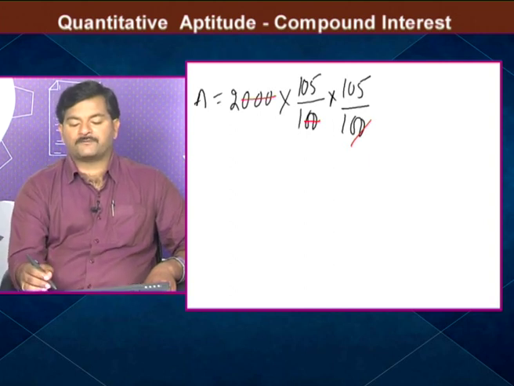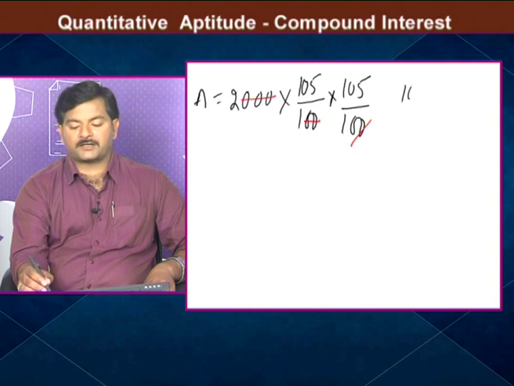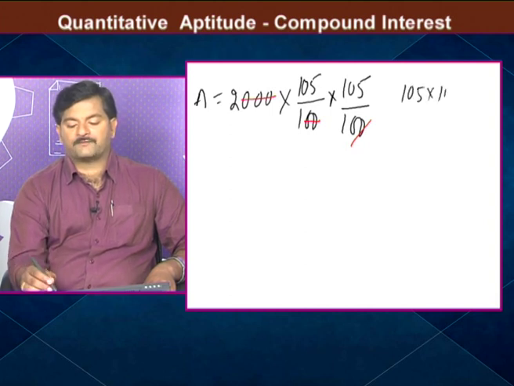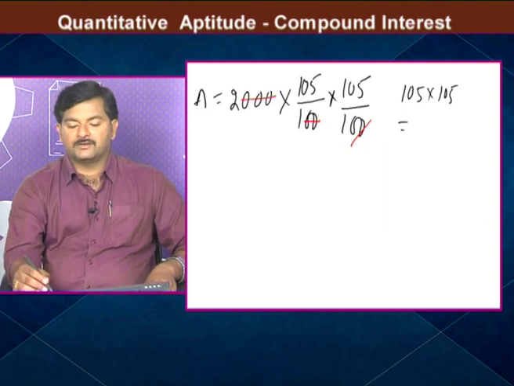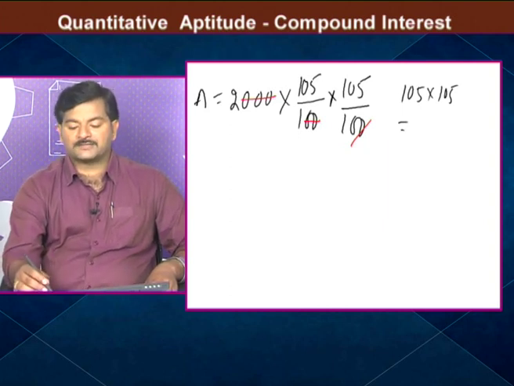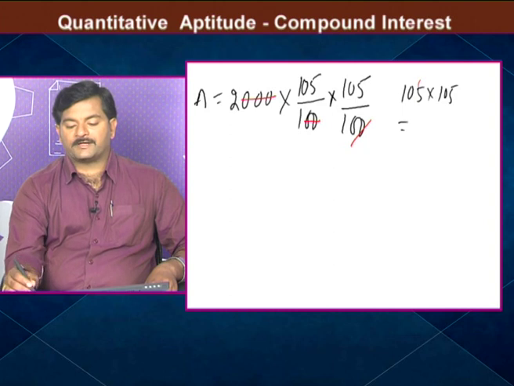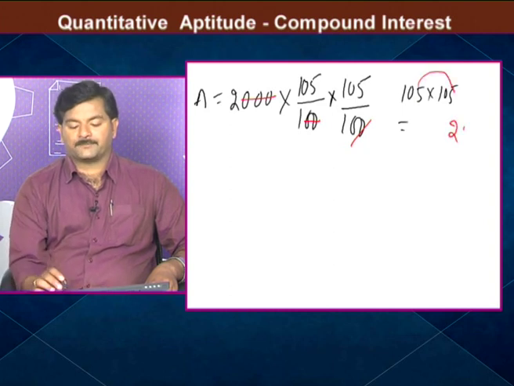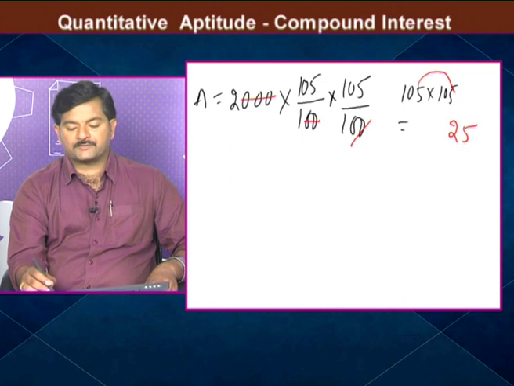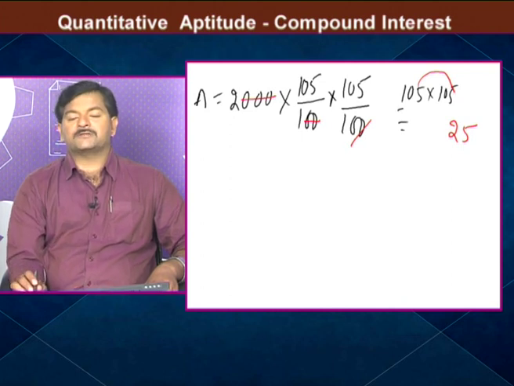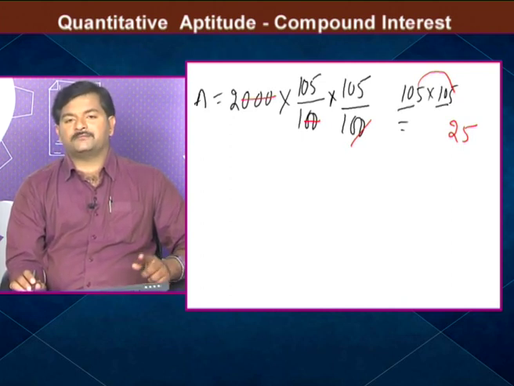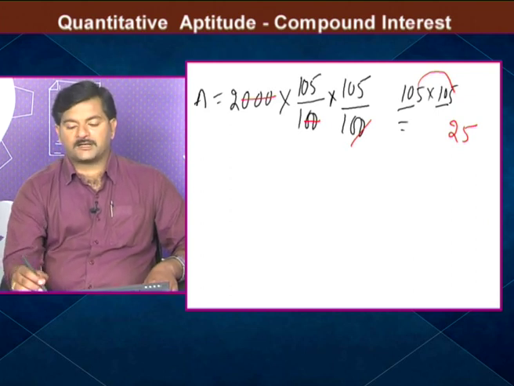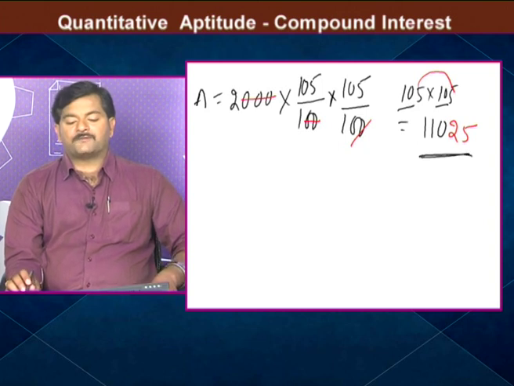Zeros, 105 into 105. There is a simple calculation trick to find out 105 into 105. The trick is, here clearly 5 5s are, how much am I getting? 25. Then next what is there? Here 10 is there, here also 10 is there. What is the number after 10? It is 11. 10 11s are how much? 110. Hence, 105 into 105 is 11,025.